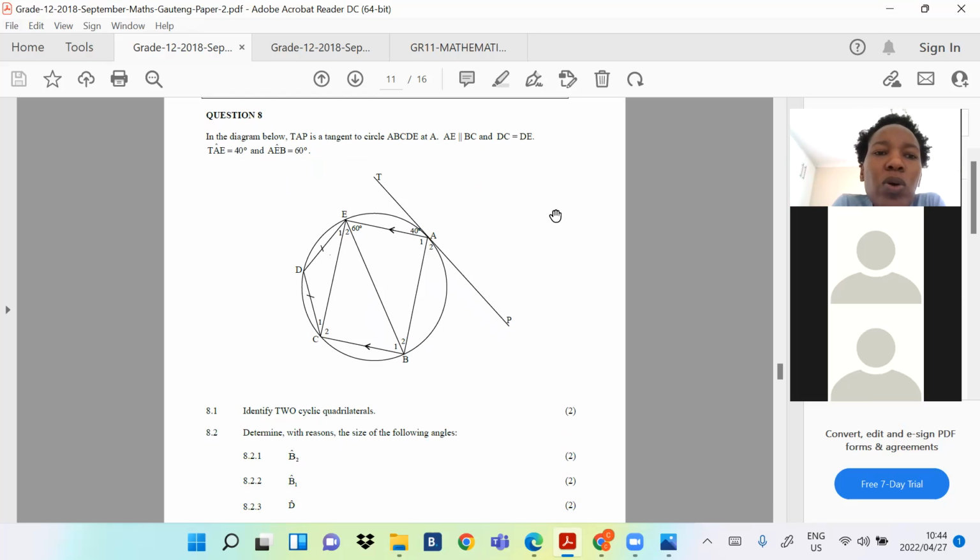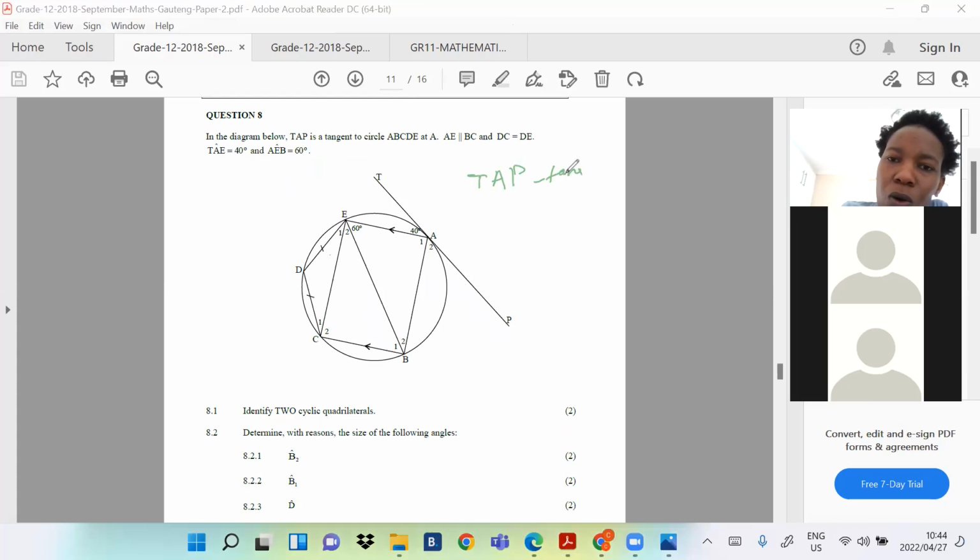In the diagram below, TAP is a tangent. So the minute they mention something, you need to ask yourself, what can you get from it? They say TAP is a tangent, right? So put that information down. You're going to need it. Why are they telling you? That means they're giving you something out of it. Then they say AE is parallel. You see the lines, right? So you're going to get something from there.